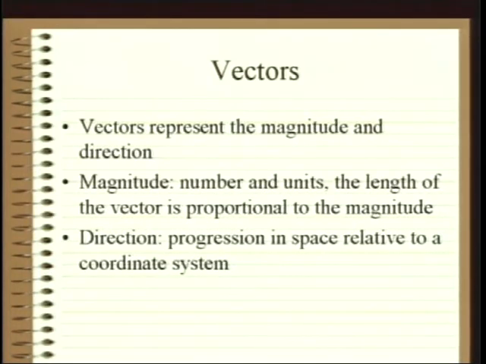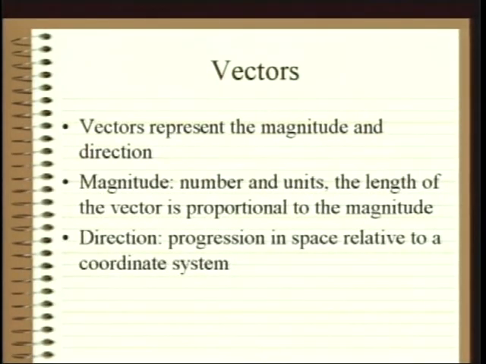Think of magnitude as like speed. If it was 10 meters per second, then it's a 10 meter per second magnitude. And if the vector was twice as long, then the speed would be twice as great. Direction is progression in space relative to a coordinate system.